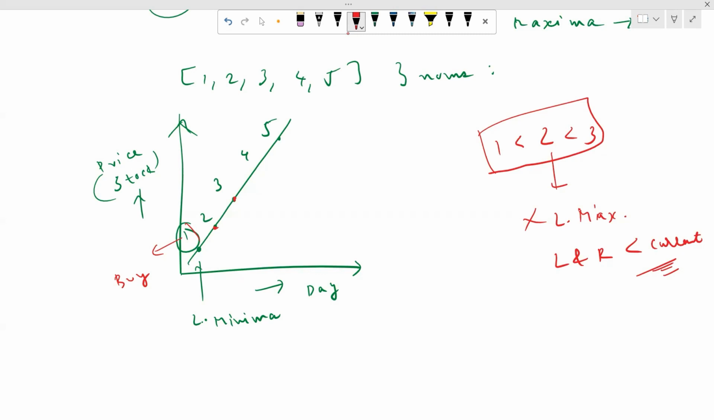Same goes for 4. When we come to 5, as we can directly see, there is no right value to that of the 5, right? There is no element after 5, right?